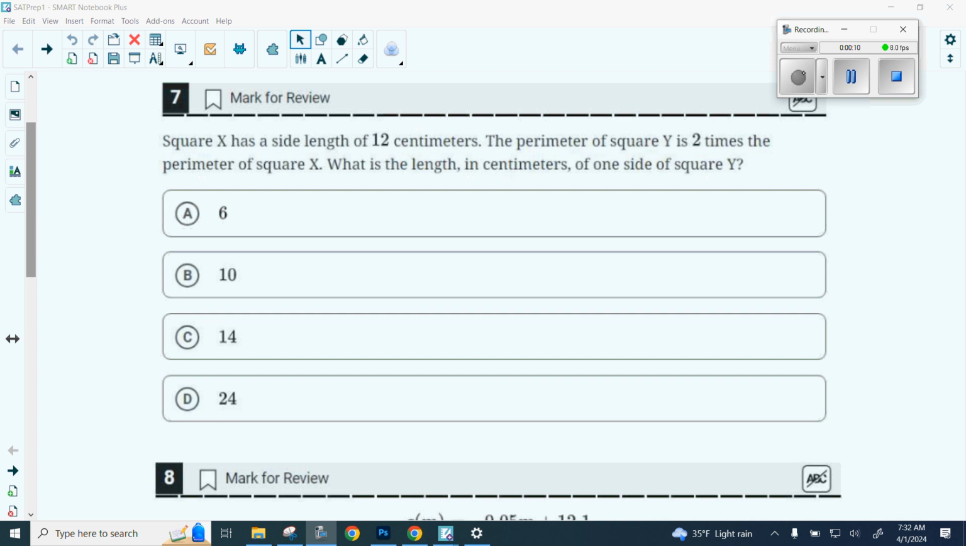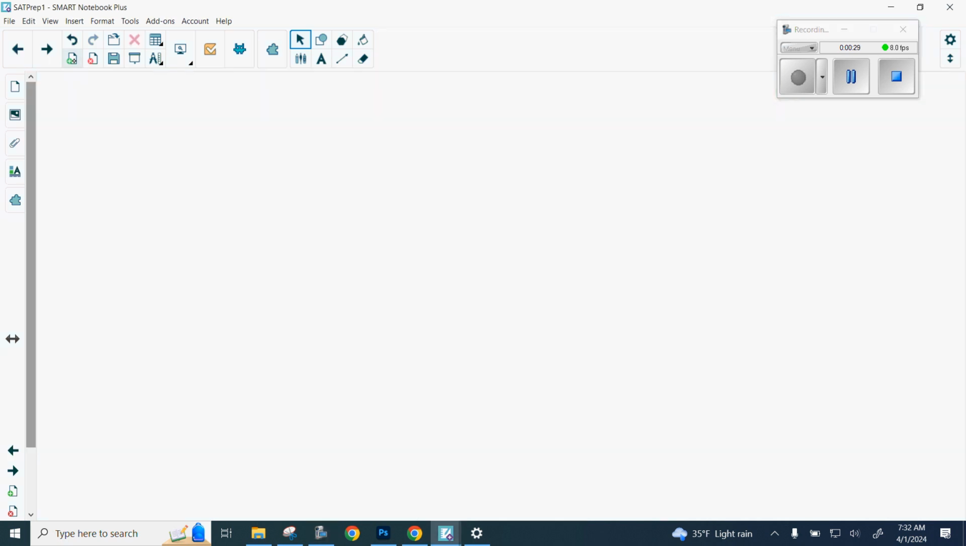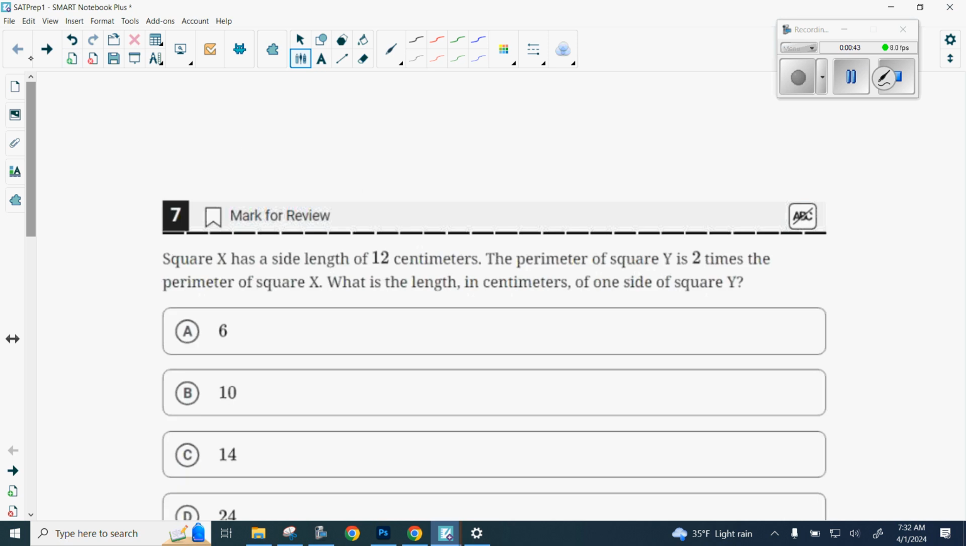So we got a square that has a side length of 12 centimeters. The perimeter of square y is 2 times the perimeter of square x. So we have two squares. What is the length in centimeters of one side of square y? All right, so square x looks like this. What was our side length again? 12. And y is 2 times the perimeter.